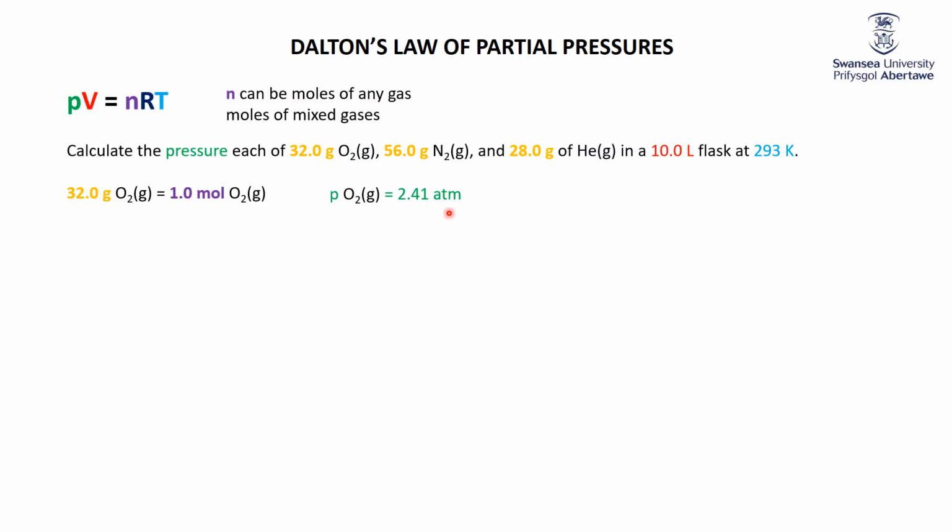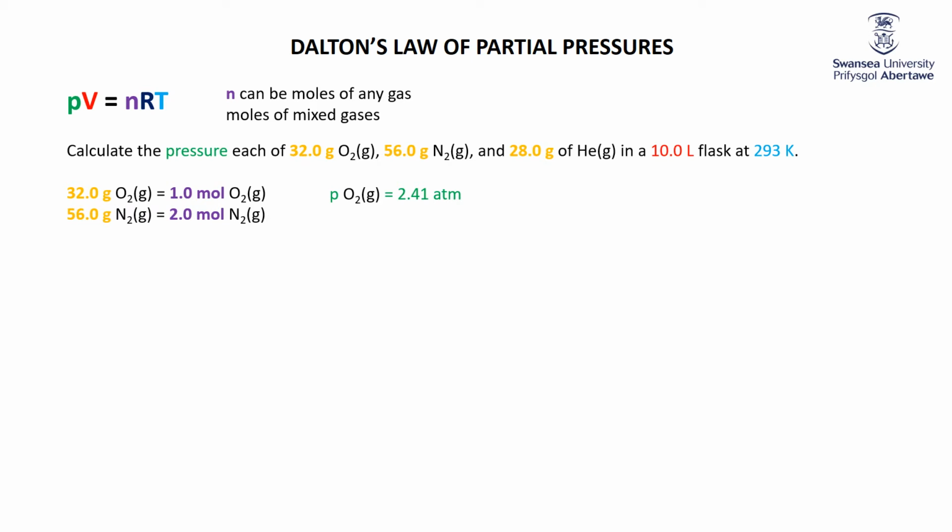Go do the calculation. PV equals nRT. n in this case is 1 mole. R, because I'm using atmospheres, I'm sorry, and litres, I'm even more sorry, is 0.08206 litre atmospheres per mole Kelvin. T is 293, and the volume I told you was 10 litres. Pop those in, and you see that if that oxygen was just occupying that volume all by itself, the pressure of the oxygen would be 2.41 atmospheres.